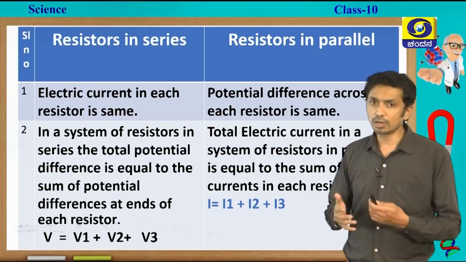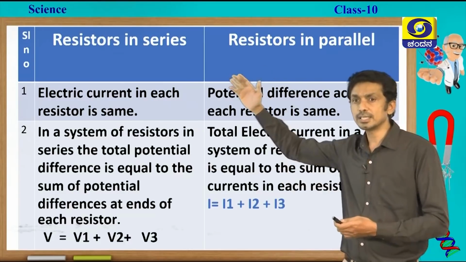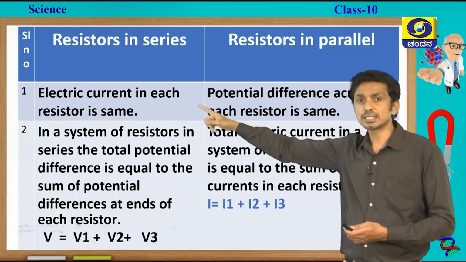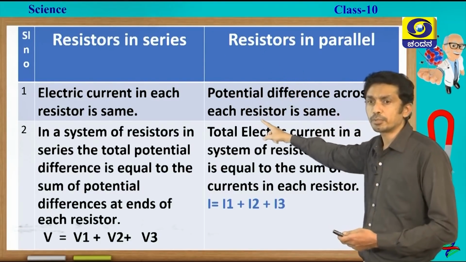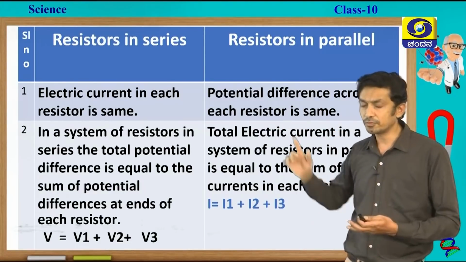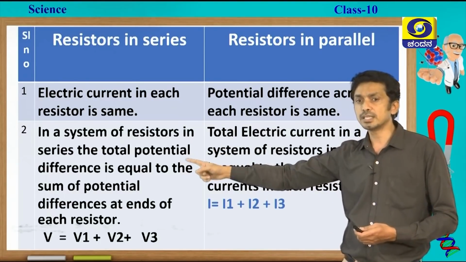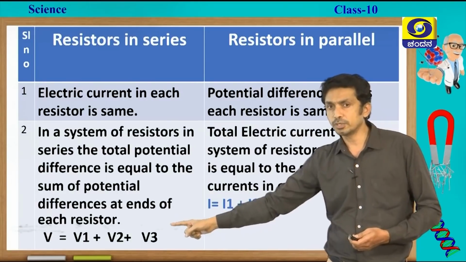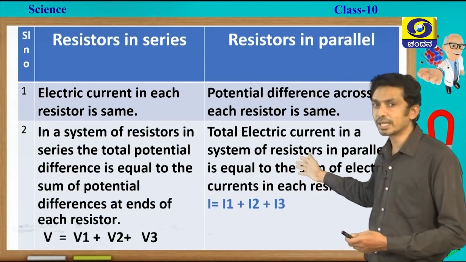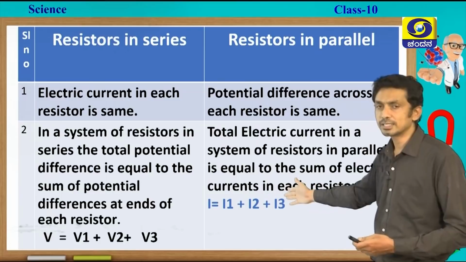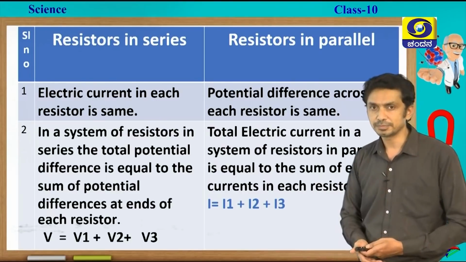So children, let us recall what are the variations, what are the differences that we see in resistors in series and parallel. Electric current in each resistor is the same in series resistors, whereas in parallel resistors the potential difference across each resistor is the same. In a system of resistors in series, the total potential difference V is equal to V1 plus V2 plus V3. But in parallel, the potential difference is the same, but the current was changing. So, total current in the circuit with resistors in parallel, I is equal to I1 plus I2 plus I3.